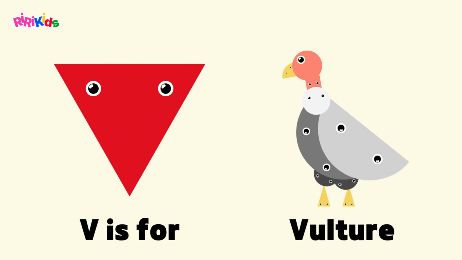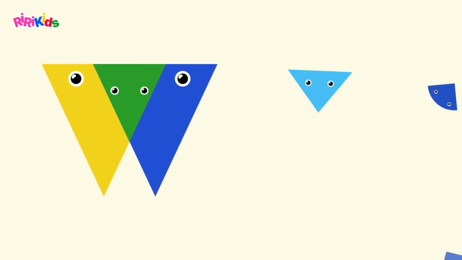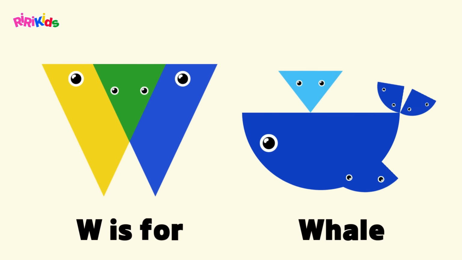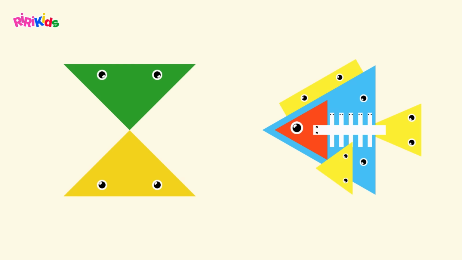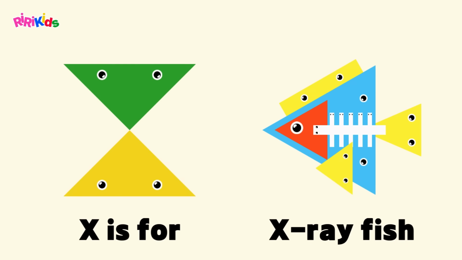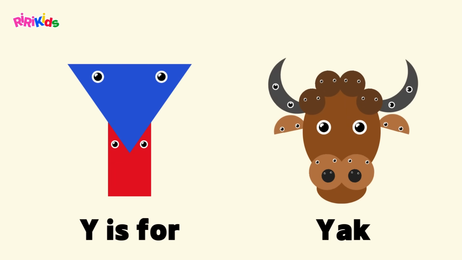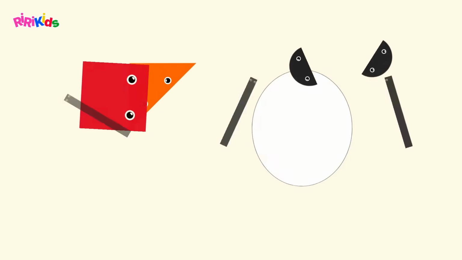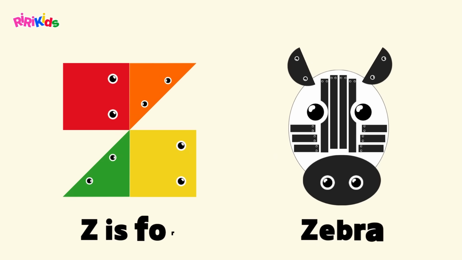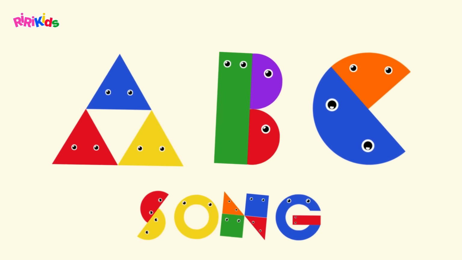V is for vulture. W is for whale. X is for X-ray fish. Y is for yak. Z is for zebra. Let's sing the ABC song together.